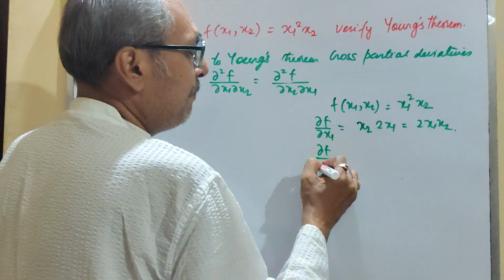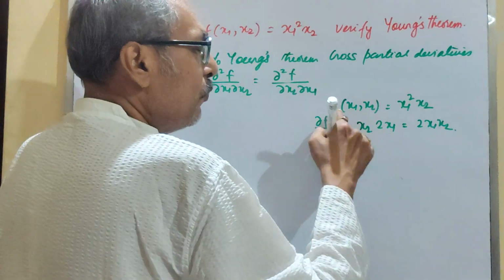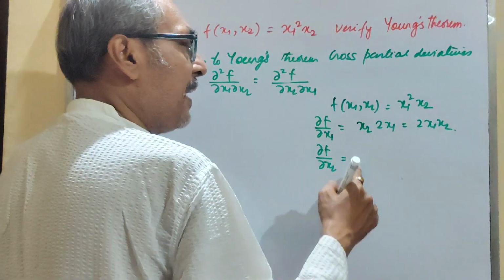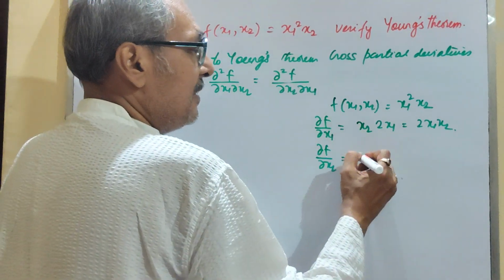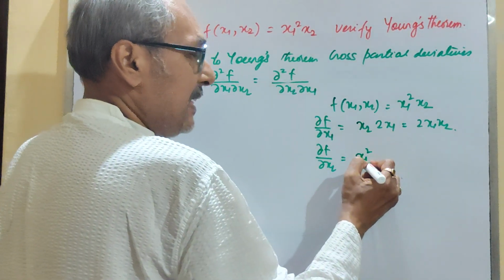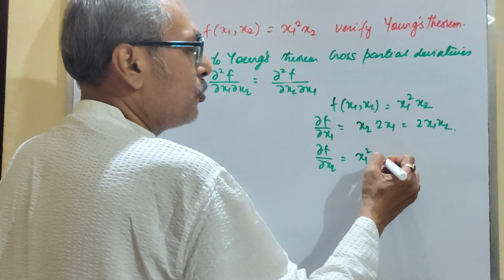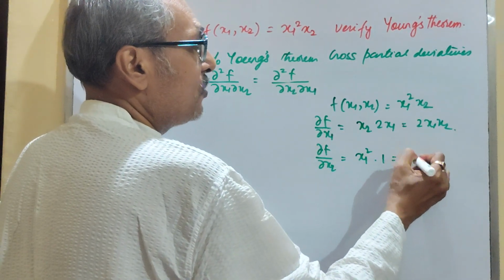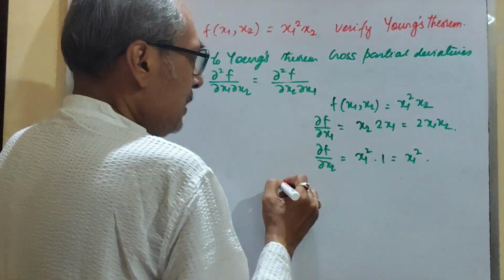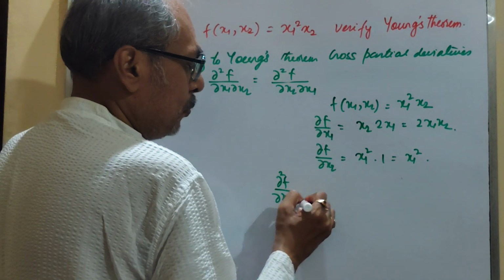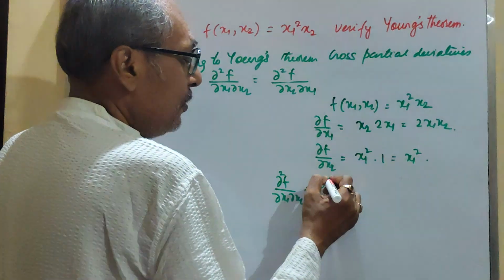Now we do del f by del x2. We differentiate this function with respect to x2 keeping x1 constant, that is x1 squared is constant, and then we differentiate x2 with respect to x2, it becomes 1. This is x1 squared.